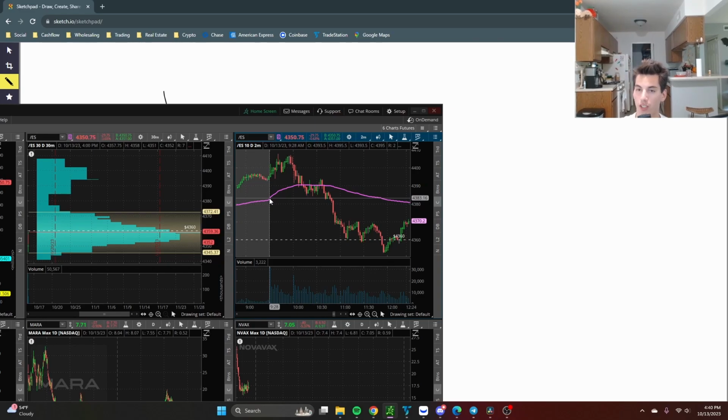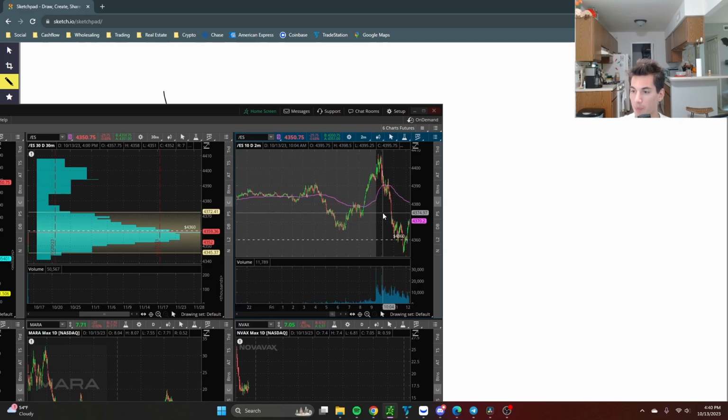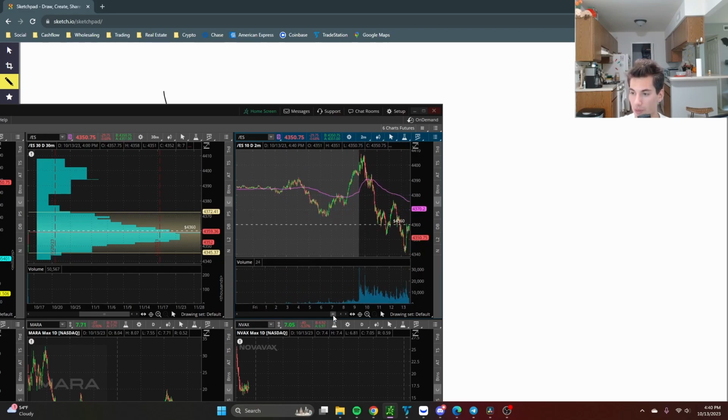So pretty much it's super simple. If you are trying to go short, you want to probably be shorting above VWAP, and if you want to go long, you should probably be buying below VWAP.